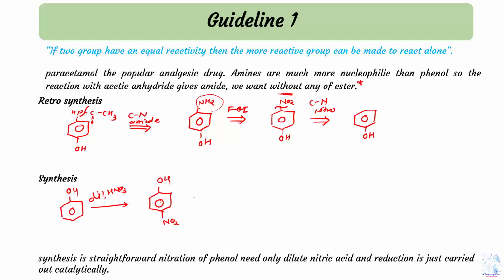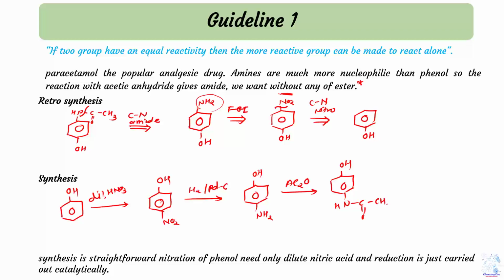That nitrophenol is reduced with the help of H2/Pd-C, or palladium. Then this nitro group is converted into the amine. We will get NH2. Again, this is further reacted with acetic anhydride and we will get our compound, paracetamol. You see that this kind of reaction is pretty easy to understand.